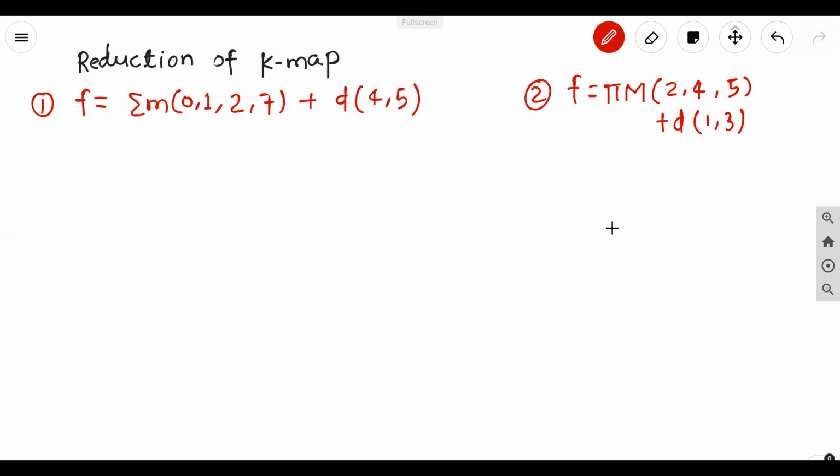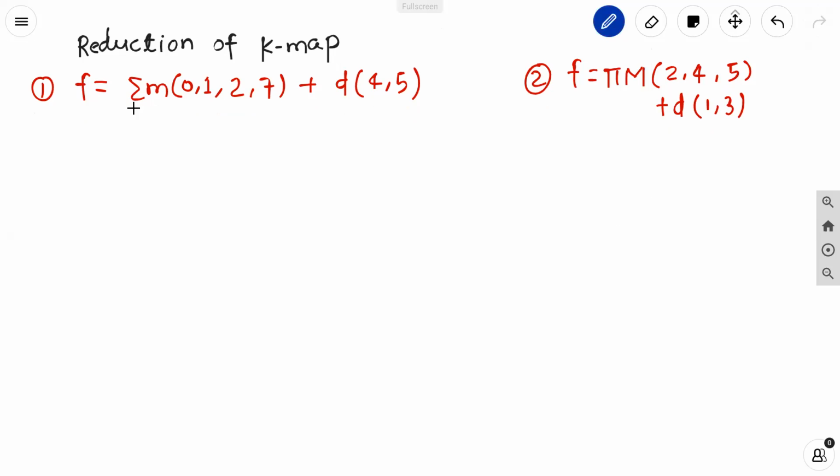In the series of K-map, now we will look at the reduction of K-map when don't care is given. I have two examples: one is for min terms and one is for max terms. This one is min terms with don't cares considered, and this one is max terms with don't cares considered. I'll solve the first example in this video and the second example in the next video. So what is don't care?